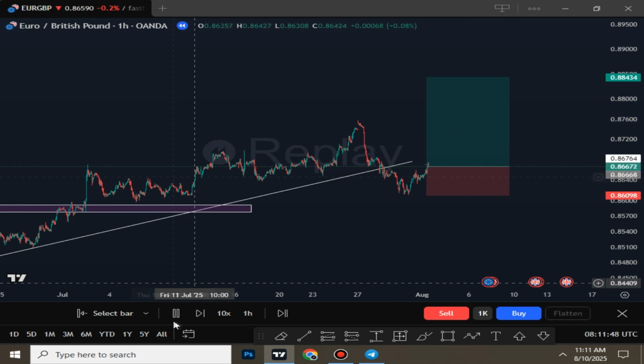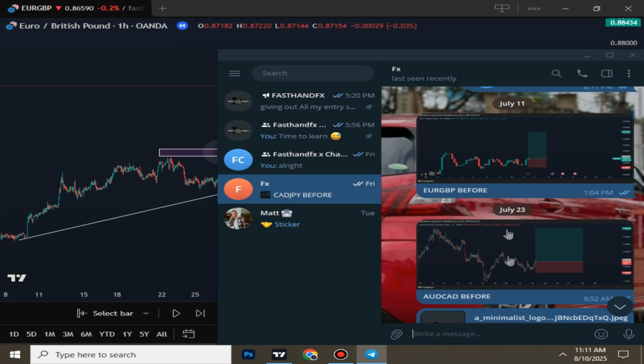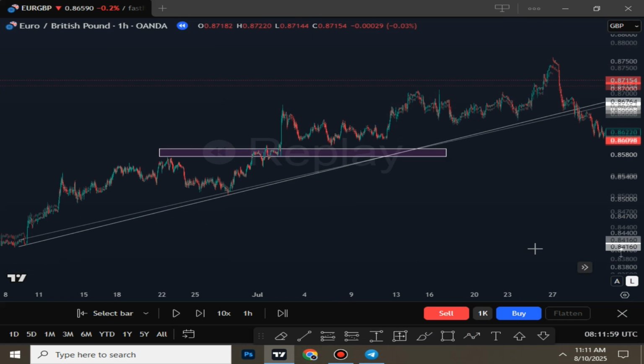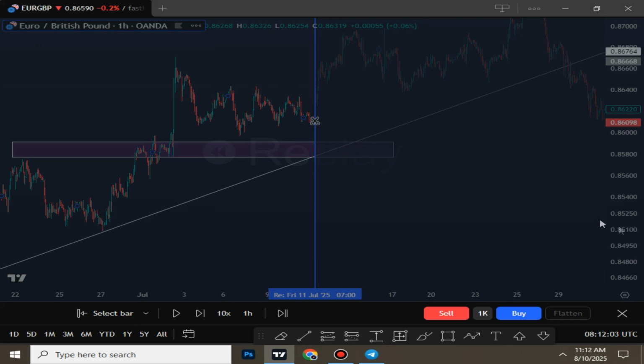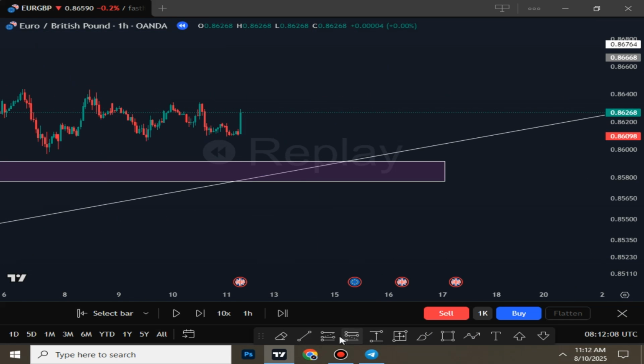But for instance, let me just show you. I did take that on July 11th. I had my entry after that candlestick. Let me just zoom in. That was over here. I think that was right there. Once we had that candlestick breaking, boom, I think I had my entry right there.